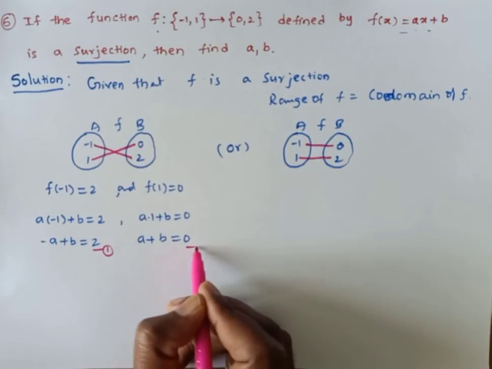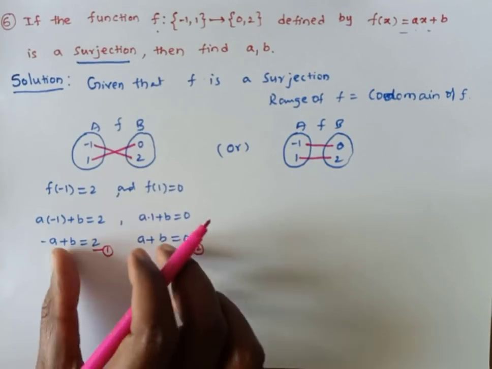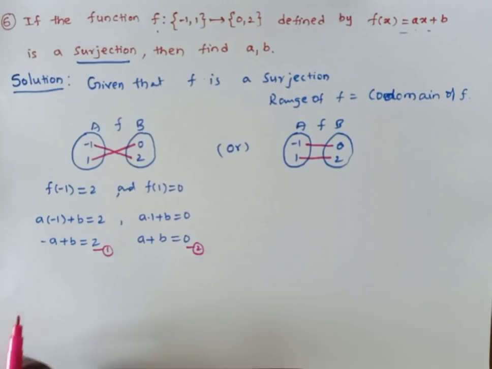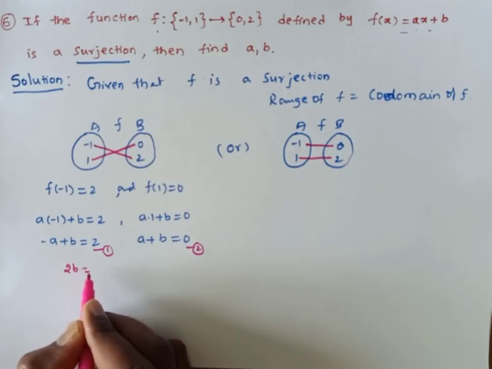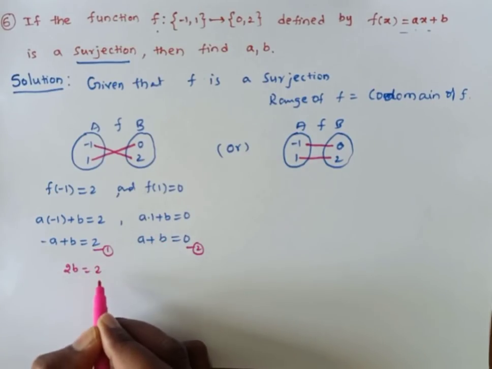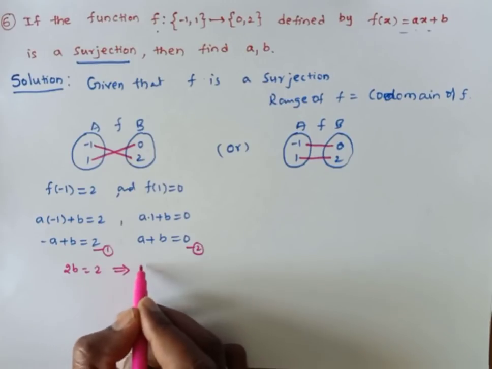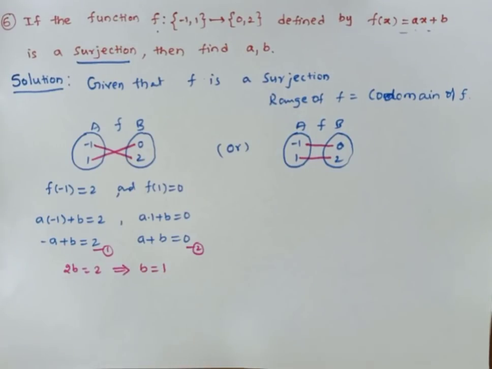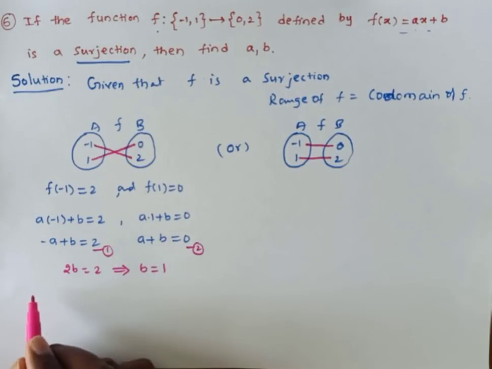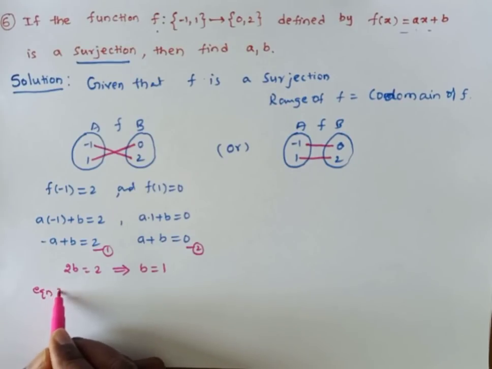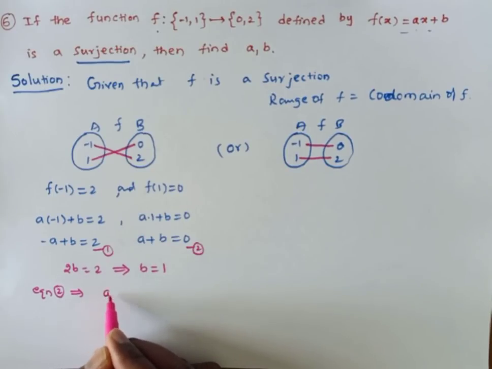If we solve 1 and 2, we get the values of a and b. Adding these two equations, minus a plus a is 0, b plus b is 2b, equals 2 plus 0, which is 2. This implies the value of b is equal to 1. Now substitute b equal to 1 in equation 1 or equation 2. Substituting here, a plus 1 is equal to 0, so a is equal to minus 1.